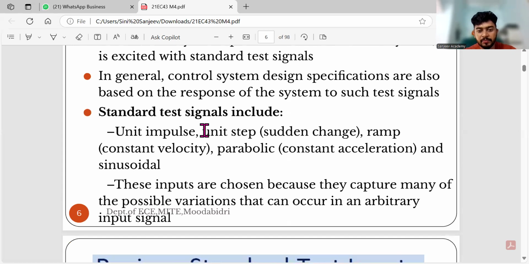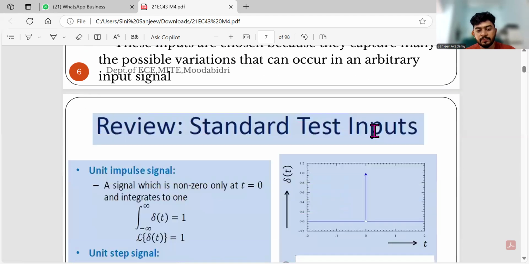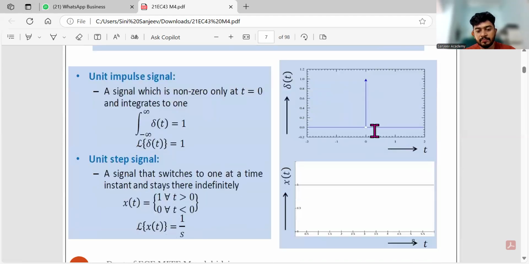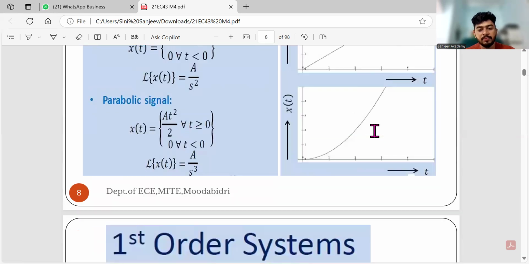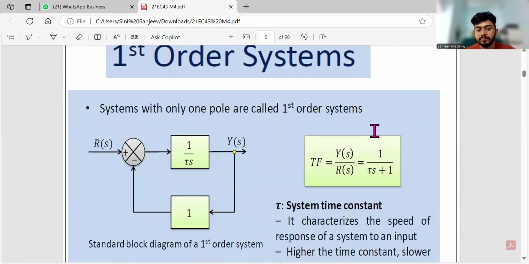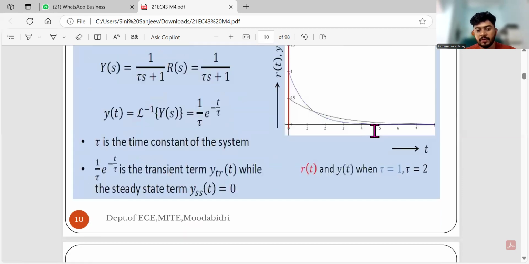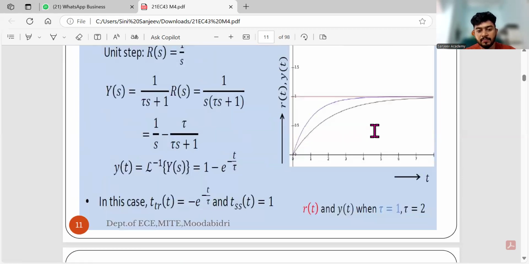Then this is what I told you, the unit step function, which they can ask. But I'm not going to touch these other things because they are not going to come for the exam. Whatever is going to come, that only I'll be taking.